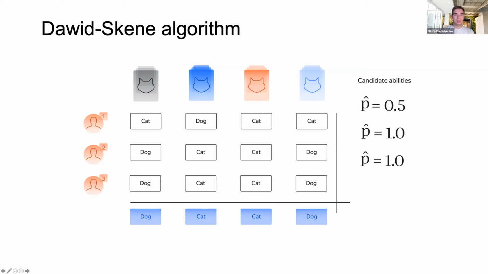Let's consider this list of abilities and this list of labels. Here, the second and third performers have an ability of 1. And the answers are aligned with the answers of strong performers. And this looks much better. In real life, all the abilities and labels are optimized simultaneously by something called the expectation maximization algorithm. But we won't go deeply into the details of the implementation. Just remember that there are some optimization methods that find you the best abilities and best labels.